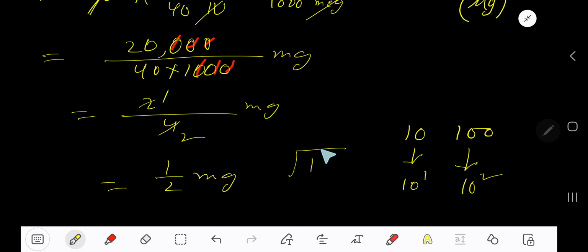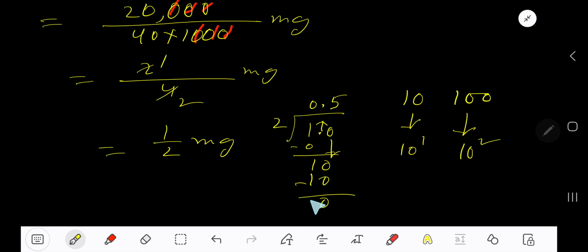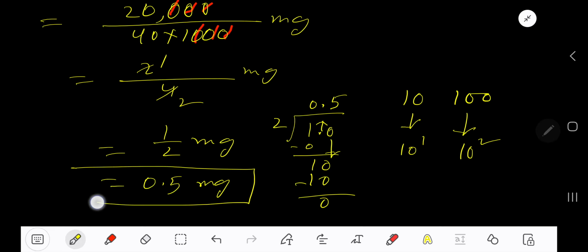If you divide 1 by 2, 2 goes into 1 0 times, 2 times 0 is 0. Subtract, take here a decimal, add 0. Bring down the 0. Before the 0 there is a decimal, the decimal must come here. 2 goes into 10, 5 times, 2 times 5 is 10. So our answer is 0.5 milligram. This is the answer.